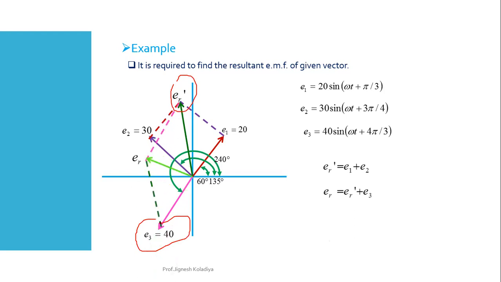again add it. Now suppose one more vector was there, E4, okay, somewhere in this quadrant. So what will be the next step? You have to add ER with the E4 by applying the same method. Everyone got it? How we have to proceed?